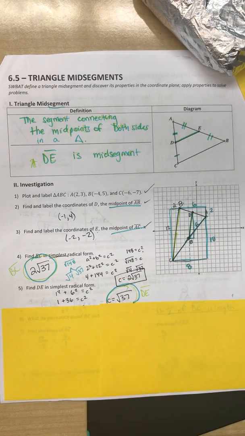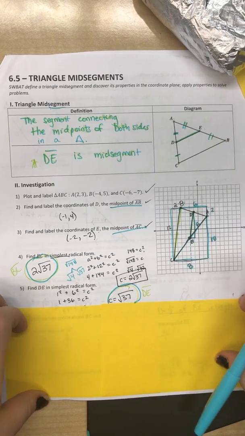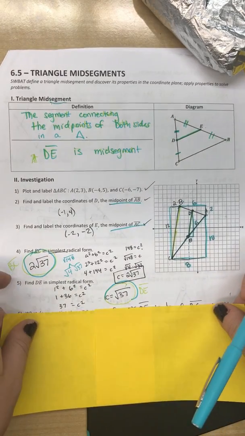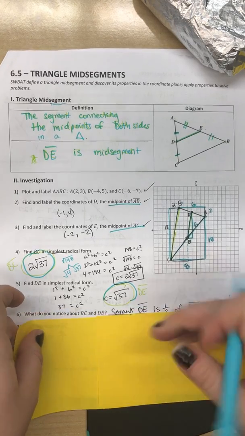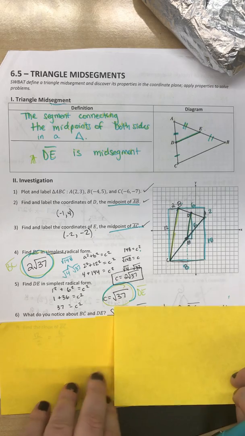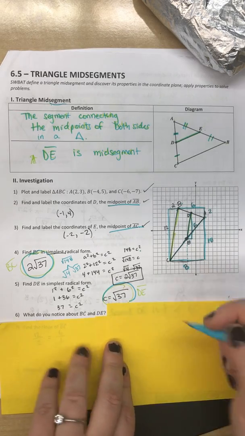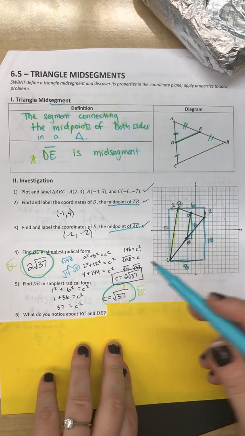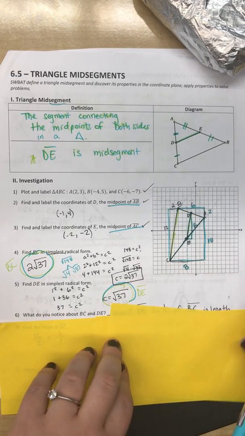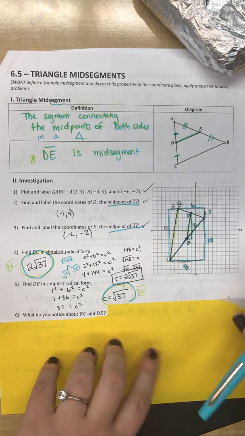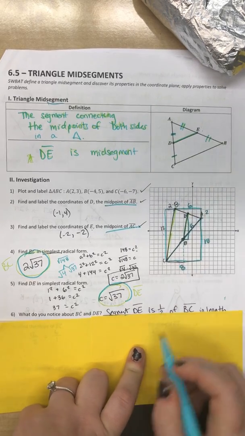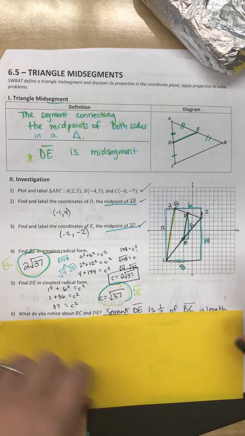Pause if you need to see that process in more detail. I'll move these post-its down so you can see it. There you go. So our next question is, what's the relationship between BC and DE? Well, we saw 2 times the square root of 37, and then DE is just the square root of 37. So we actually learned that segment DE, in other words, the mid-segment, is half the length of BC.